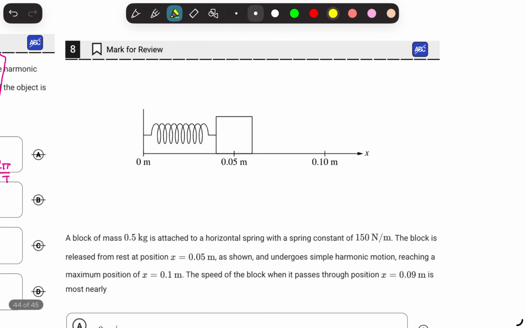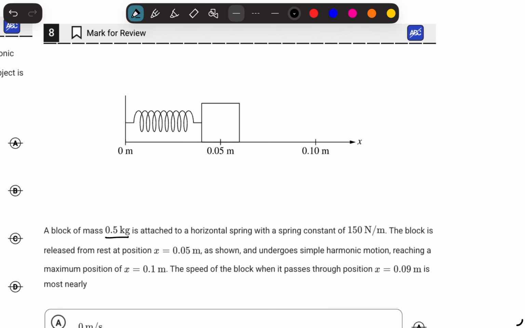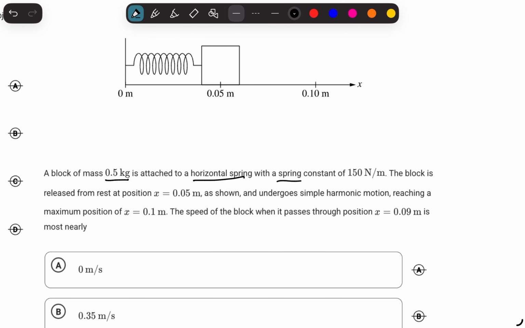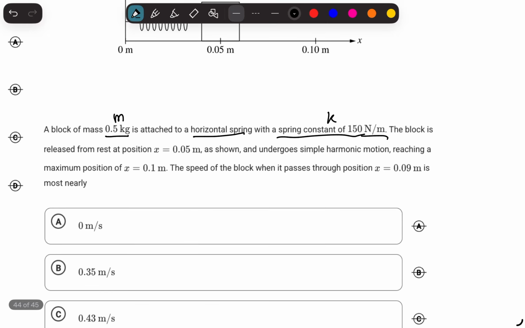Now, for our next problem, we have a block of mass 0.5 kilograms attached to a horizontal spring with a spring constant of 150 newtons per meter. The block is released from rest at position x is equal to 0.05 as shown and undergoes simple harmonic motion, reaching a maximum position of x is equal to 0.1 meters. The speed of the block when it passes through the position x is equal to 0.09 meters is most nearly what? So, again, that's our mass. This is our k. We're released from here. Your max position is 0.1, and your speed is that.